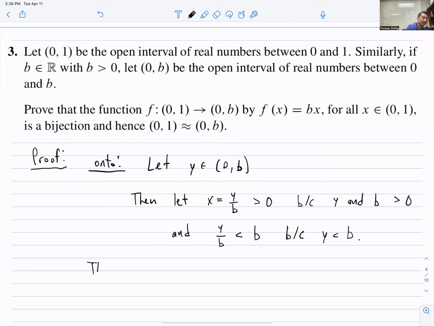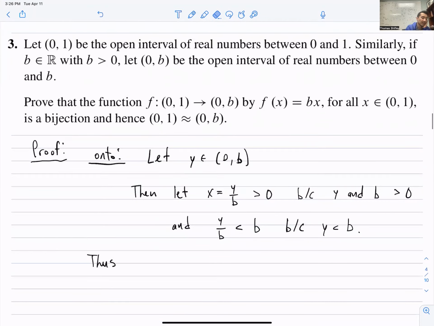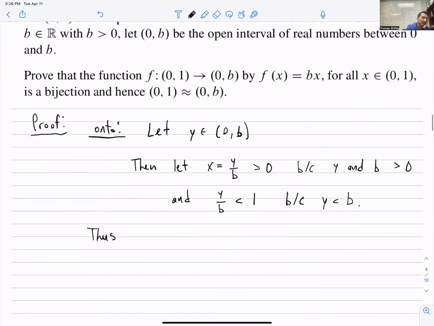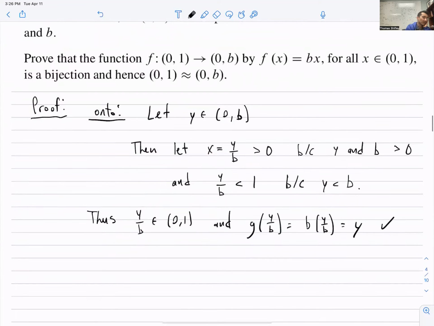And so thus, oh, sorry, y over b isn't just less than b, it's less than 1. I can do even more because y is less than b, and so you can just divide both sides by b to get that. So thus, y over b is an element of (0, 1), and g of y over b, well, that's just going to be b times y over b, which equals y. So it works.